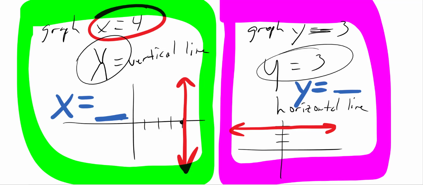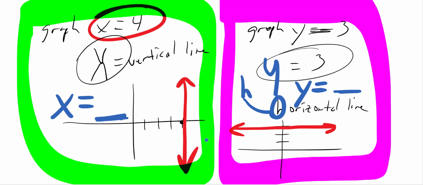Remember, an x is made up of two v's, and this one, y equals whatever, is a horizontal line, and again, it's made up of an upside down y, which is an h. If you take this y and turn it upside down, you get an h for horizontal line. So y equals 3, and we have our horizontal line. You either get an undefined line or a zero slope line, and horizontal means y equals, and vertical means x equals, which is undefined.